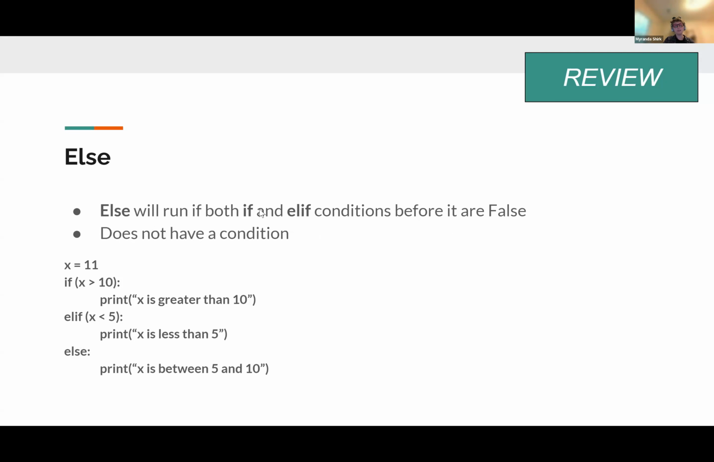So else will run if both the if and elif conditions are false. It doesn't have a condition, you just say else and then a colon. So in this case, we have x is equal to 11. If x is greater than 10, print this. And it's going to do that because in this case, x is equal to 11.